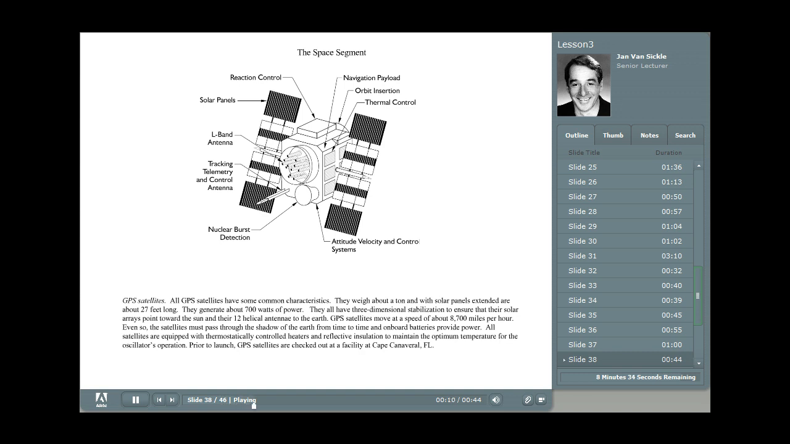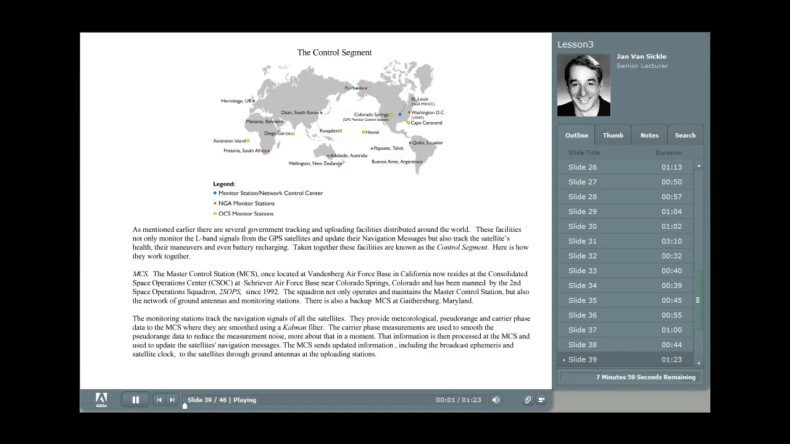One of the best and most important numbers here in this slide is the fact that the GPS satellites move at a speed of about 8,700 miles per hour. That, of course, is an extraordinary rate, and this again underlines the importance of the solution of time in the positioning using GPS. Also, it's interesting to note that the satellites pass through the shadow of the Earth from time to time and have onboard batteries to provide power when the solar panels are in the shadow.